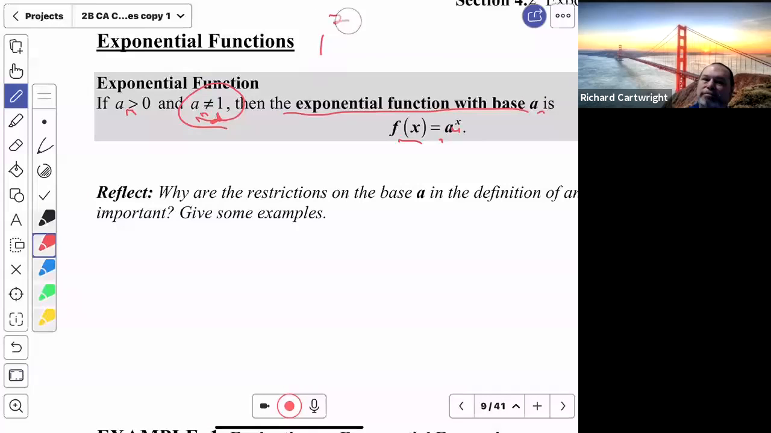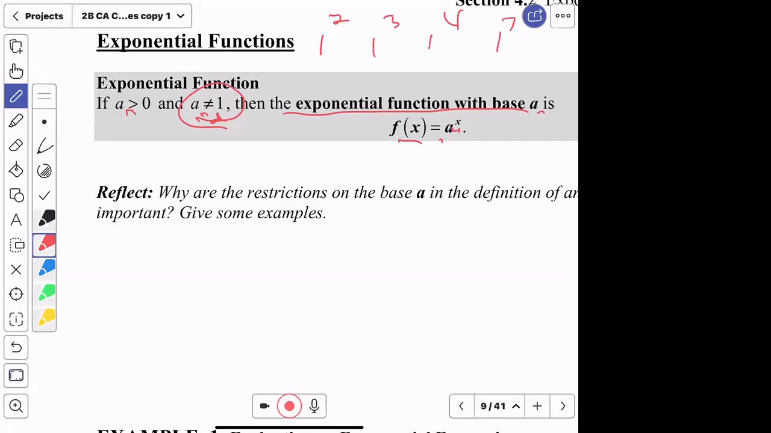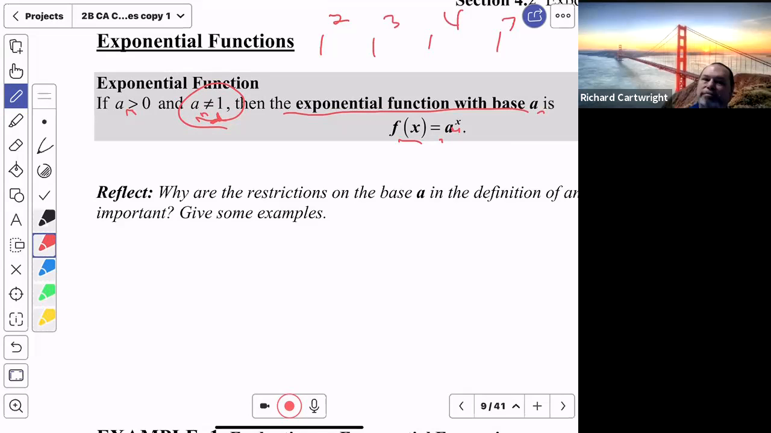Why not 1 to the second, 1 to the third, 1 to the fourth, 1 to the seventh? What's wrong with those? The answer would be 1. It's always 1. It's not increasing, is it? It's not increasing, nor is it decreasing. It's a constant function, y is always equal to 1, horizontal.